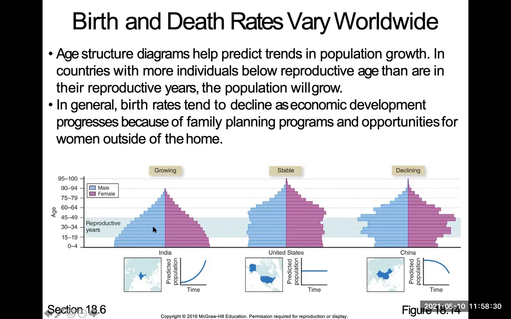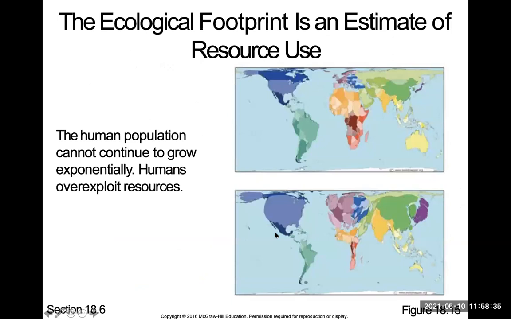Those are the age structures in different countries. And then the next thing we're going to look at is human population. We cannot continue to grow exponentially. We are growing exponentially, but where's the limit? That's what they're trying to look at, because we overexploit resources.